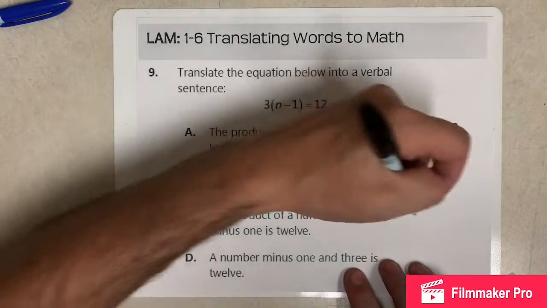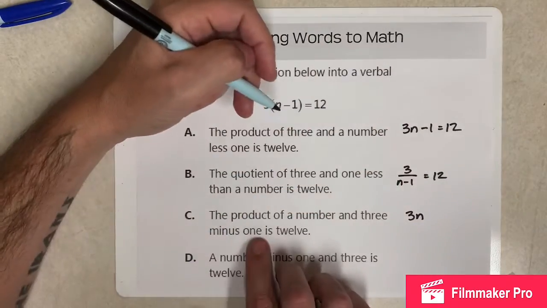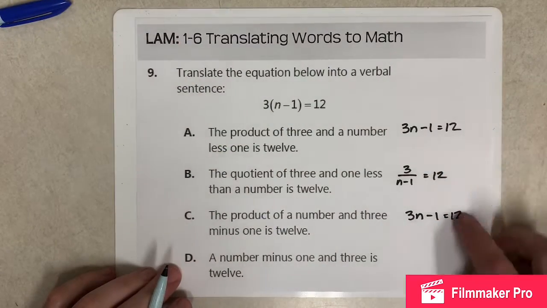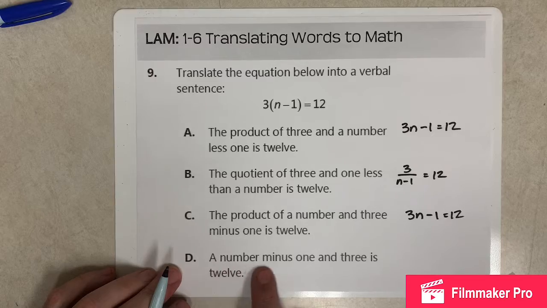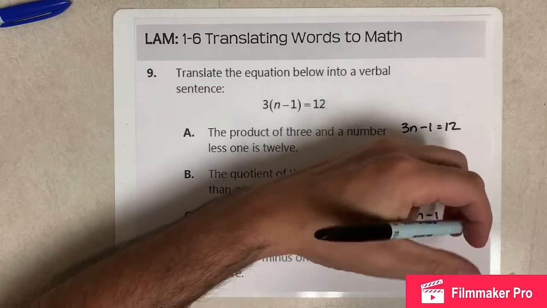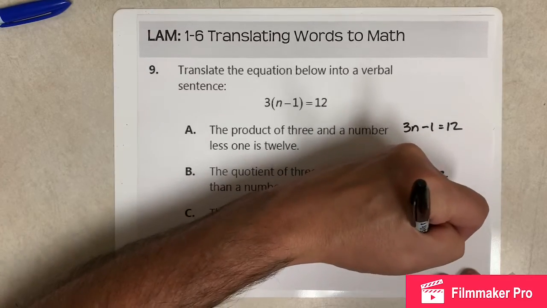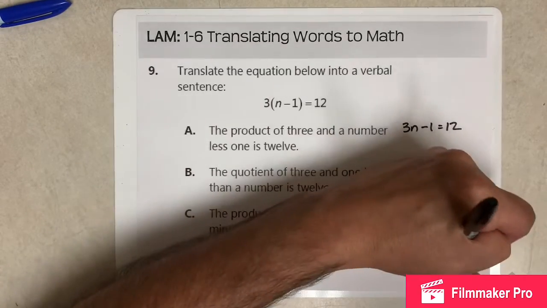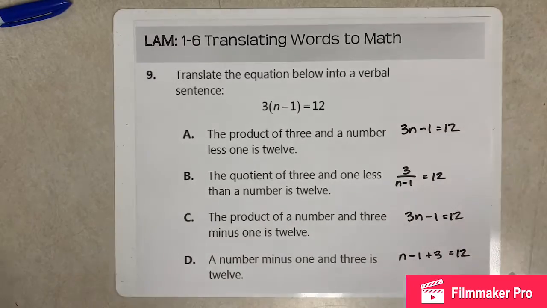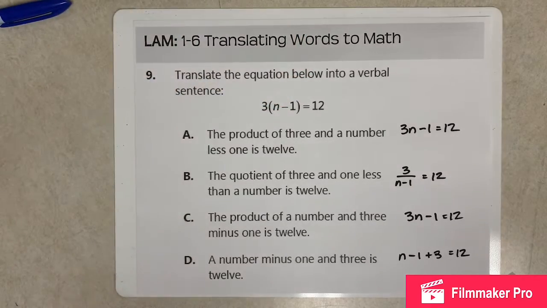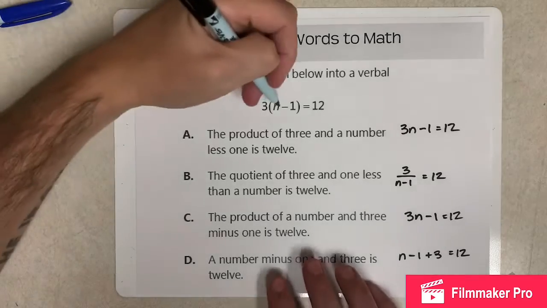The product of a number and 3 minus 1 is 12. That looks a lot like this one. A number minus 1 and 3, so plus 3 equals 12. So I look at all these and I think, well, where did I go wrong? Because I don't have that one on there. This is the product of 3 and a number minus 1 equals 12. So the product of 3 and a number less 1 equals 12.